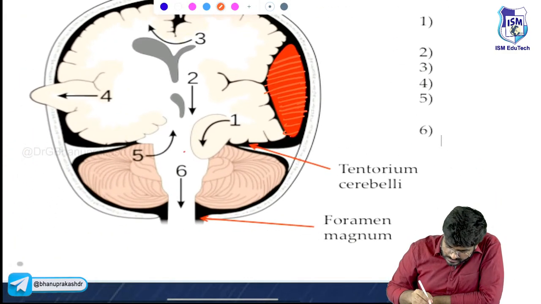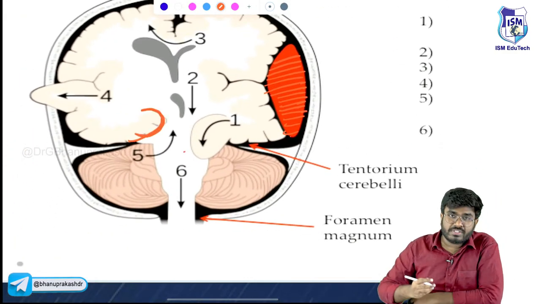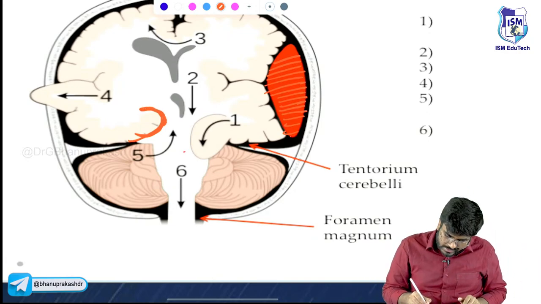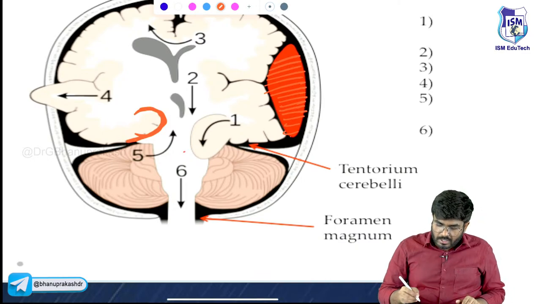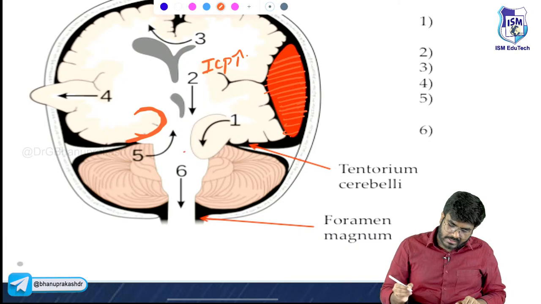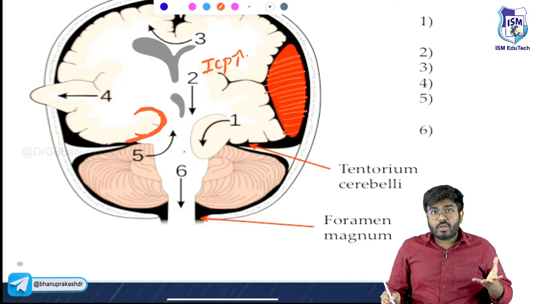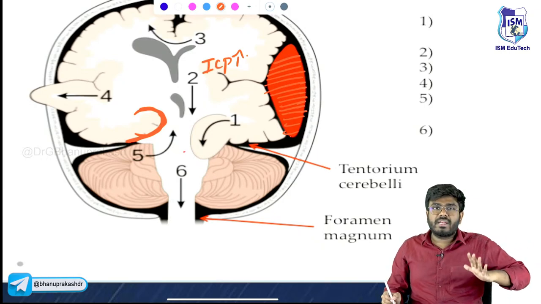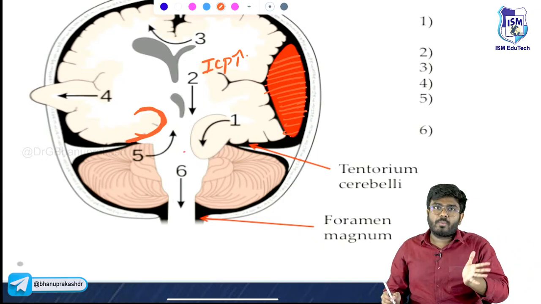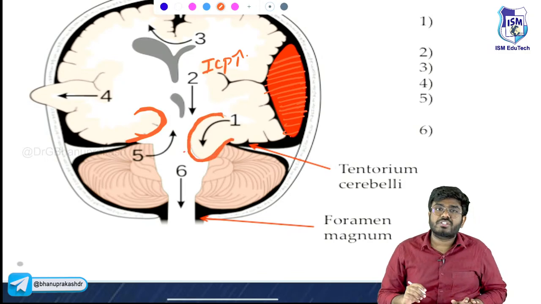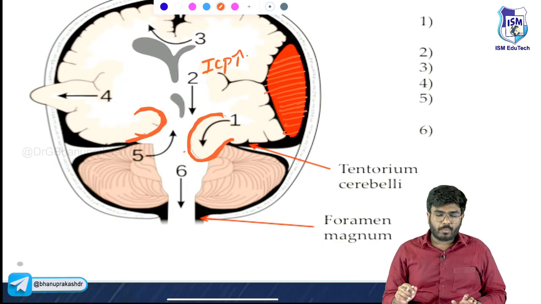See, this lobe of the brain, which is inside, these are called the uncus, the uncal hemispheres. Because of this epidural hematoma, intracranial pressure increases. Because of the increase in intracranial pressure, it will compress the brain and push the brain wherever possible. So this uncus is getting herniated. This is called uncal herniation. Very important MCQ. This is one of the important complications.